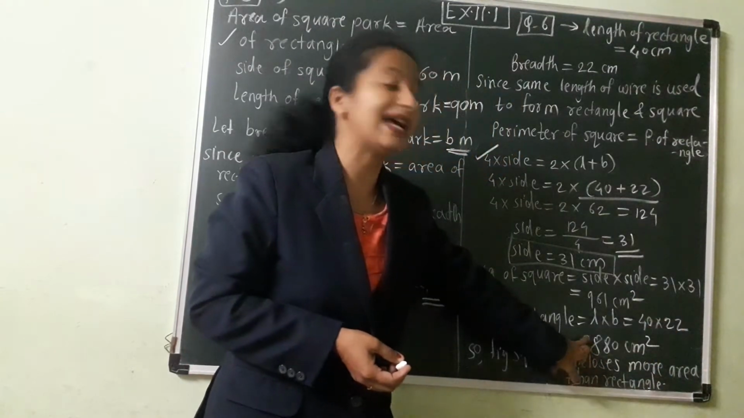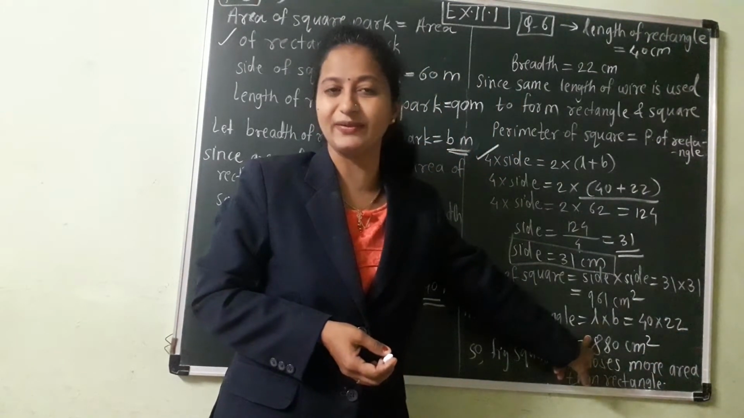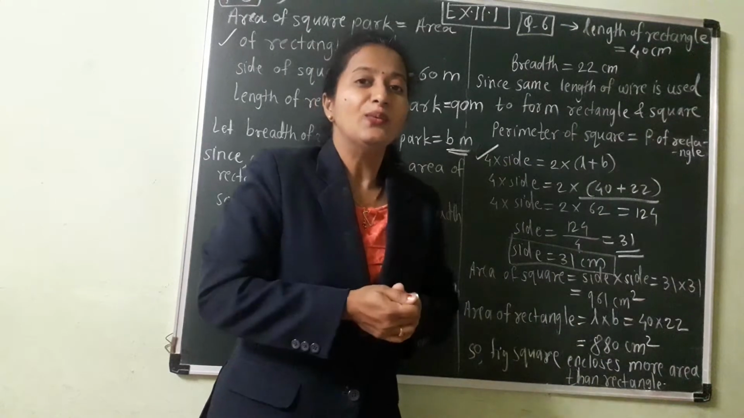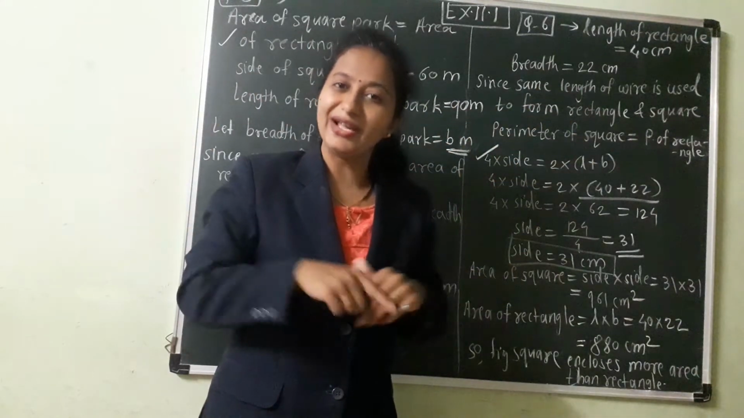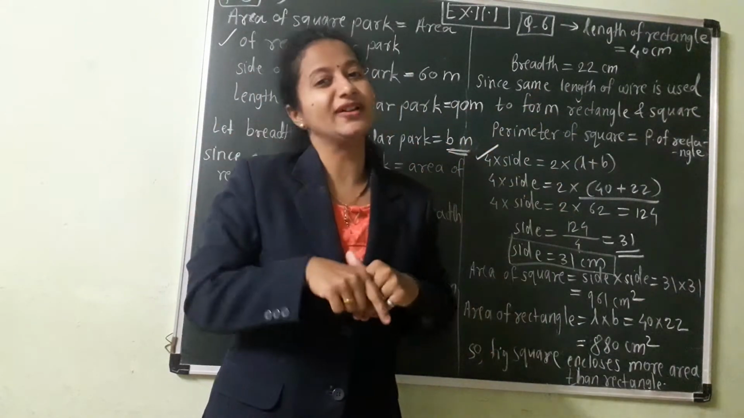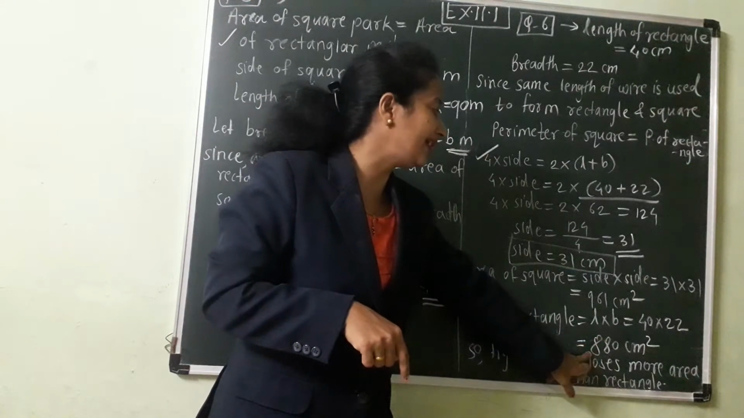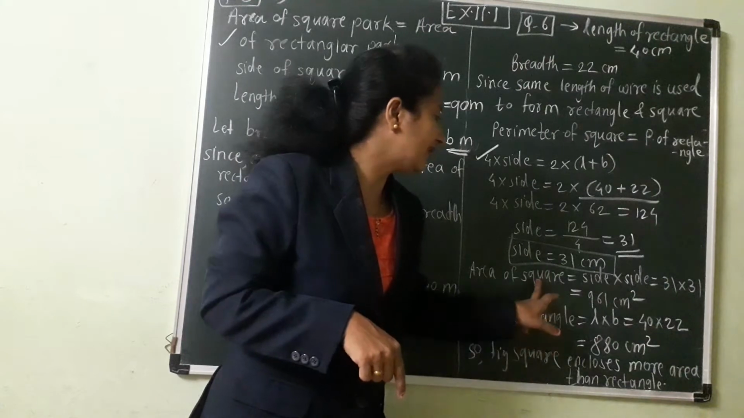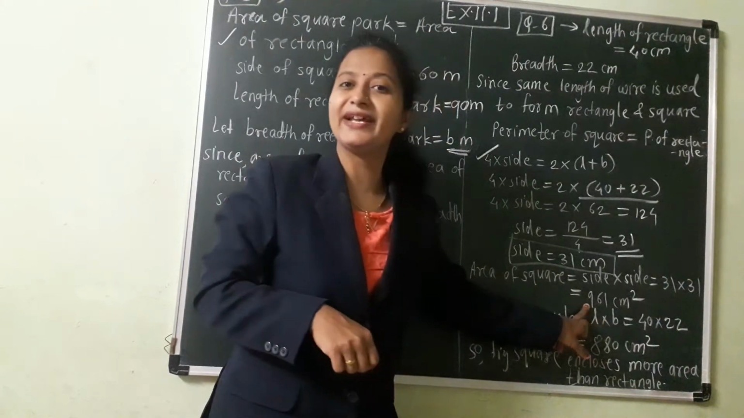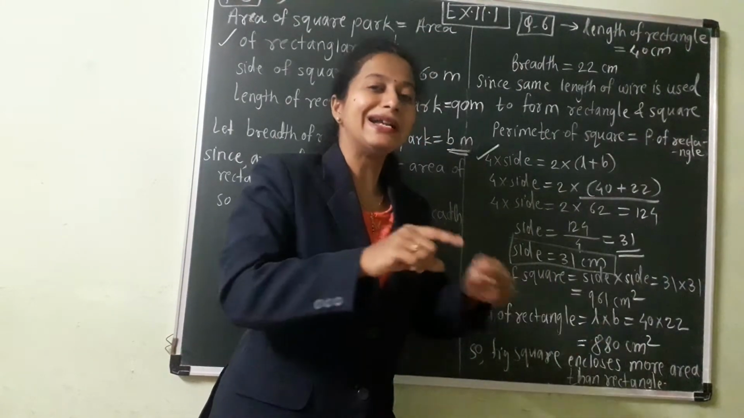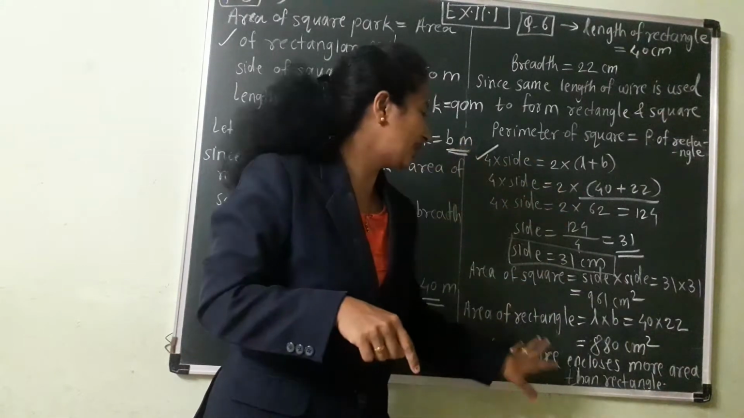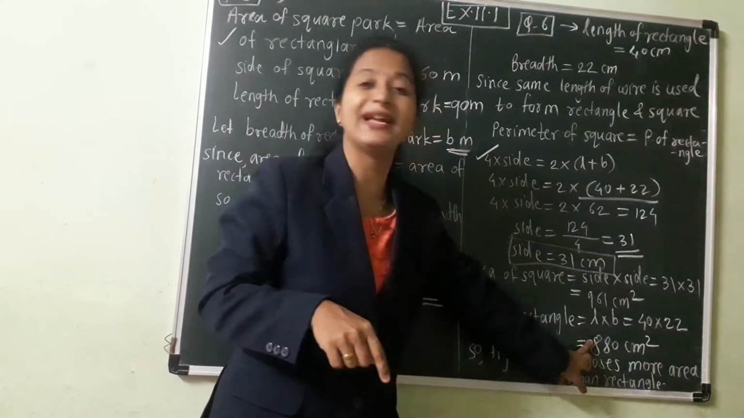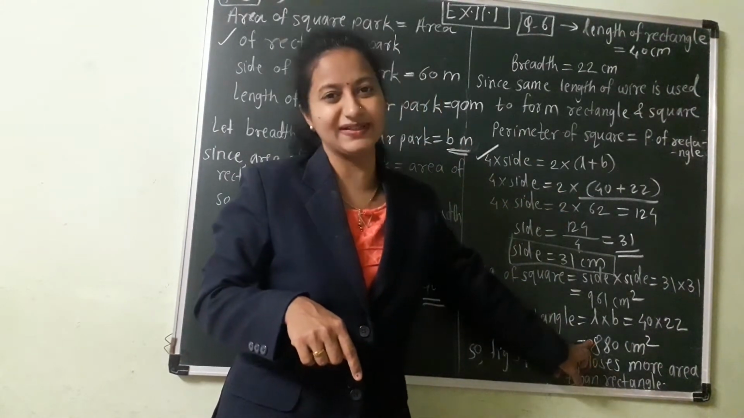You will get an answer as 880 centimeter square. That means once the wire is bent into the rectangular shape, the area covered by that wire is 880 centimeter square. Right? That means when the wire is bent into the square shape, it covers the area 961 centimeter square. And the same wire, when it is bent into the rectangular shape, covers the area 880 centimeter square.